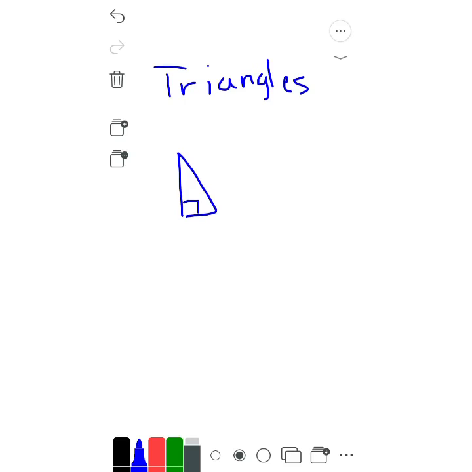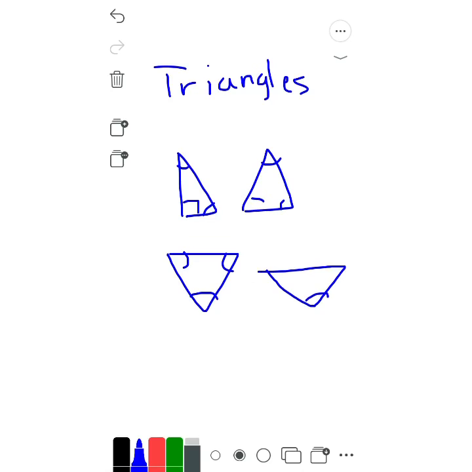So for polygon examples, you're going to look at some shapes here. Triangles: right triangles, scalene triangles, isosceles triangles, equilateral triangles. We'll talk about those in a different video, but these are polygons because they have 3 sides, 3 corners, so they are classified as polygons.